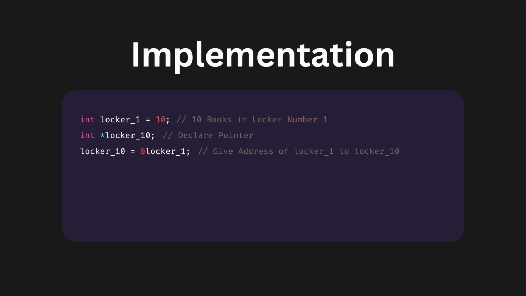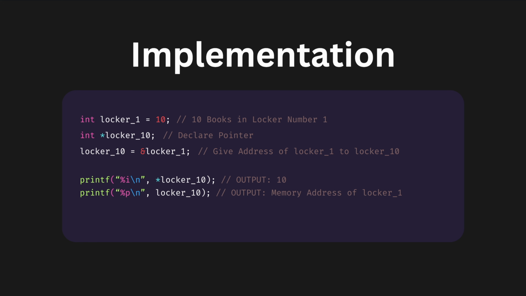Now when we want to get the data of locker 1 through pointers, we use the dereferencing operator, which is the asterisk. This will look at the address stored in the pointer. Then it will go to that particular address and then pull out its value and give it to us. Then we can print it as shown. If you want to see the address stored in the pointer, simply print the pointer itself without the dereferencing operator and add the %p placeholder in the print statement.